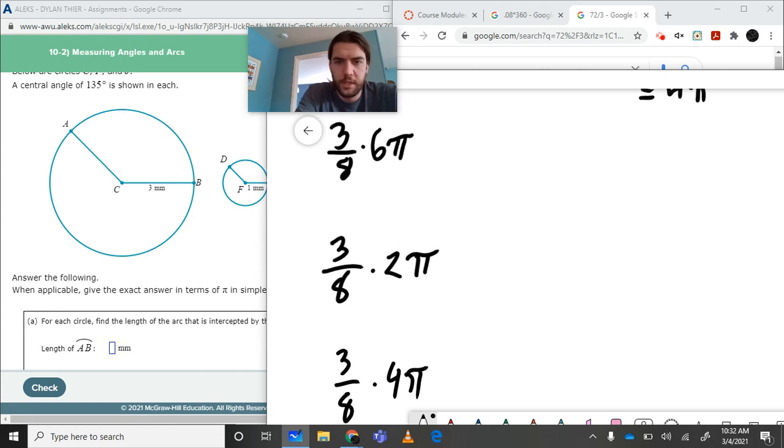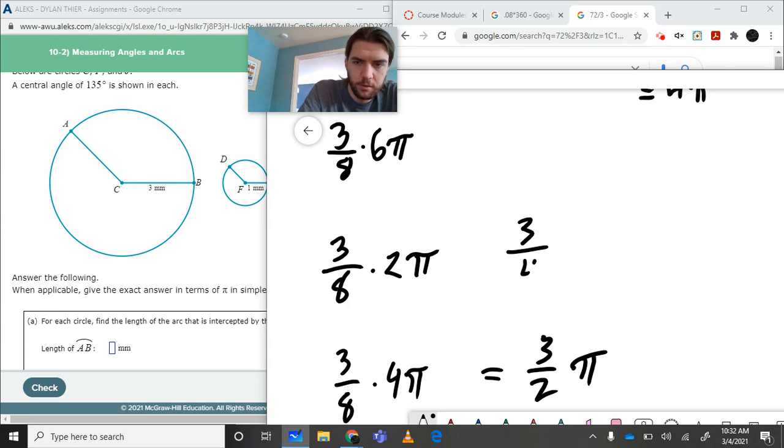Okay, finally, we just want to simplify whatever we can. On the bottom, we have 4/8, which is the same thing as 1/2. So I think this is going to be equivalent to 3/2 pi. 2/8 is the same as 1/4, so we're going to have 3/4 pi. And over here, 6/8 would be the same as 3/4. So we times that by 3 and we get 9/4.